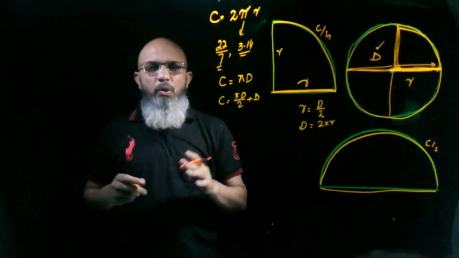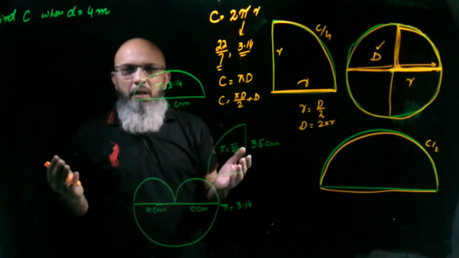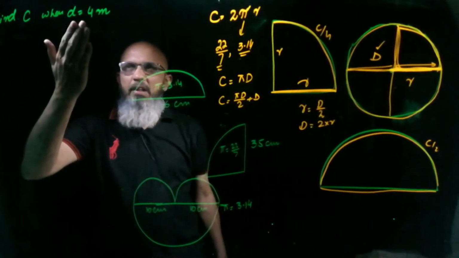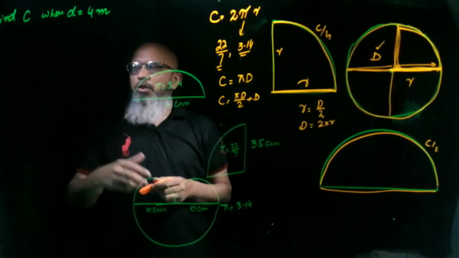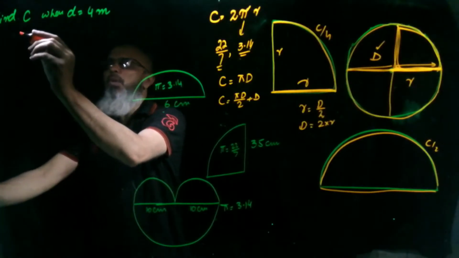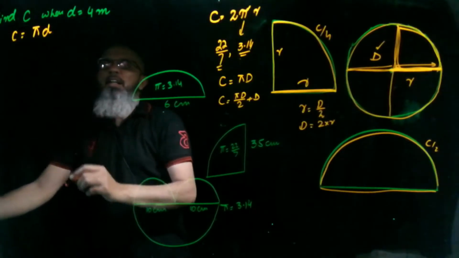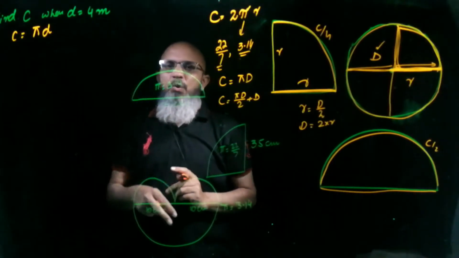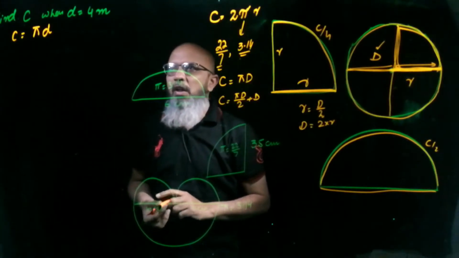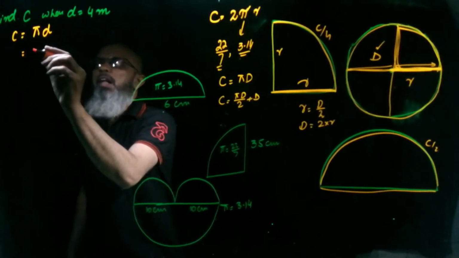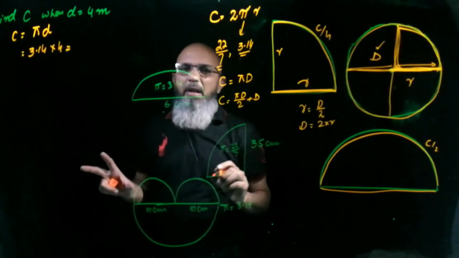So let's start some questions from your exercise or your workbook. I write a question in front of you: find C when the diameter is 4 meters. C means you have to find the circumference. So how will we solve this? What is the formula of circumference? C is equal to pi d, since the diameter is given. What is the value of pi? It is not given to you, so it's up to us which value we use. We can use 22 over 7 or 3.14. We will use 3.14, and the diameter is 4. So simply multiply and you will get your answer.